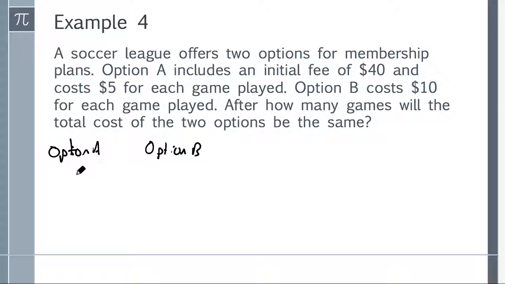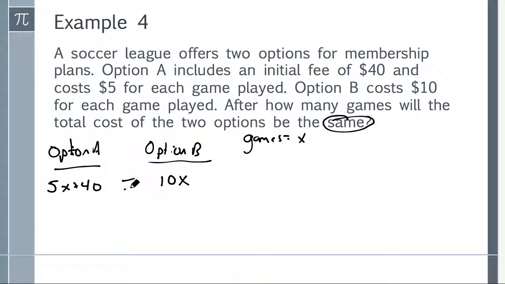Okay, and it looks like we're talking about games. So that's going to be my only variable. So let's define that. Games are x. For option A, $40 plus $5 for each game. So how about this? 5x plus 40. Whereas option B is $10 per game. And we want to find out when they're the same. So when do these two things equal?